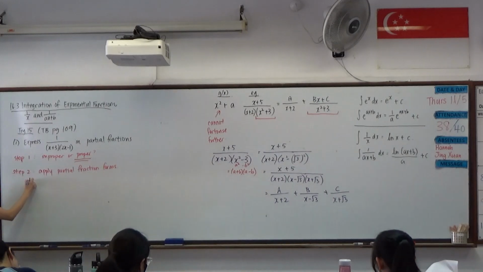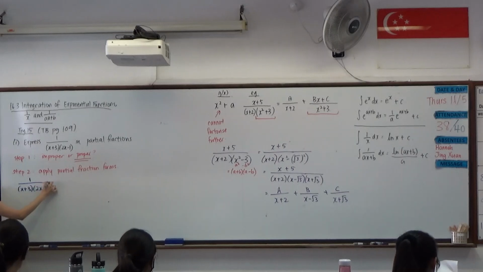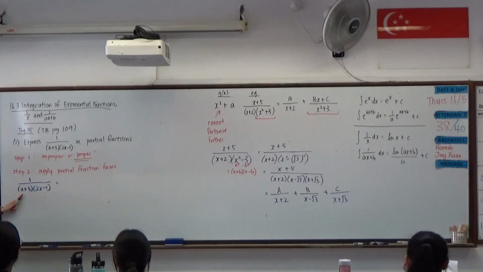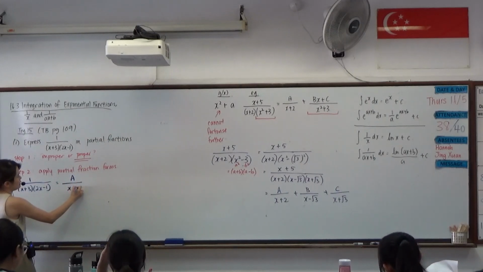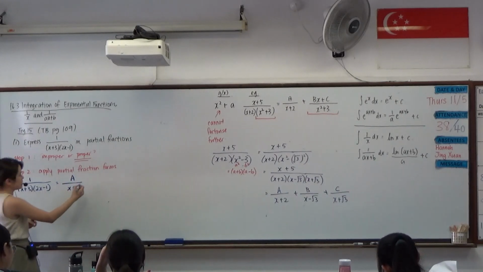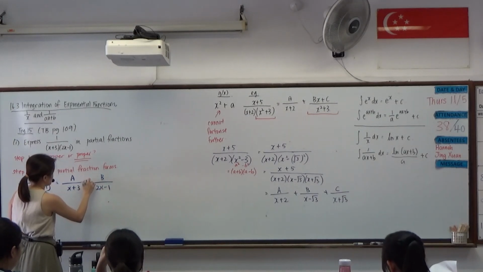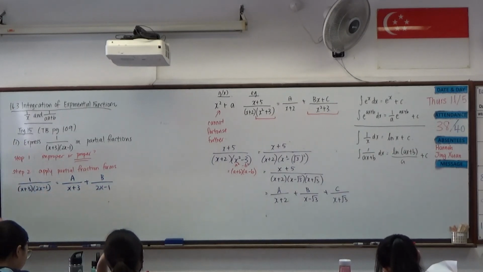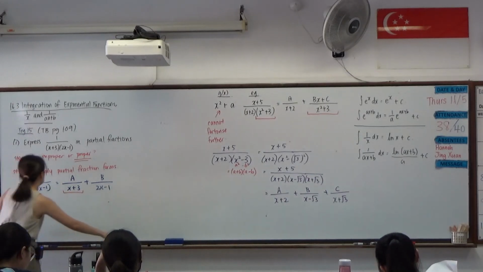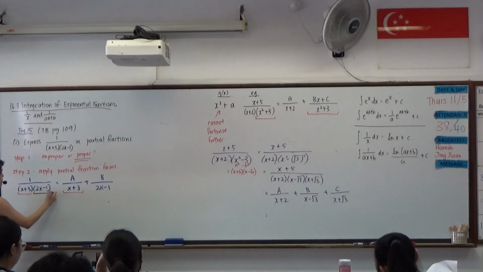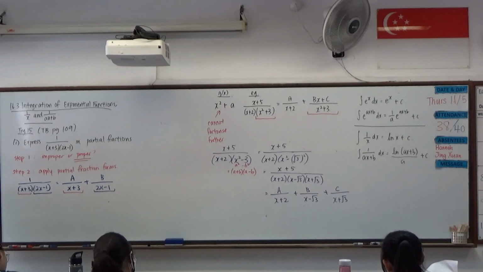So in this case, it means 1 over (x + 3)(2x − 1). We see the denominator has one factor, x + 3, that will give us A over x + 3. The other factor, 2x − 1, will give us B over 2x − 1. So by observing the denominator, we get different fractions. In fact, it's called partial fractions.